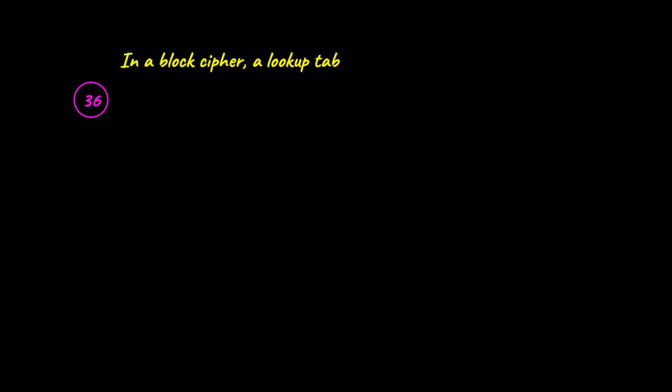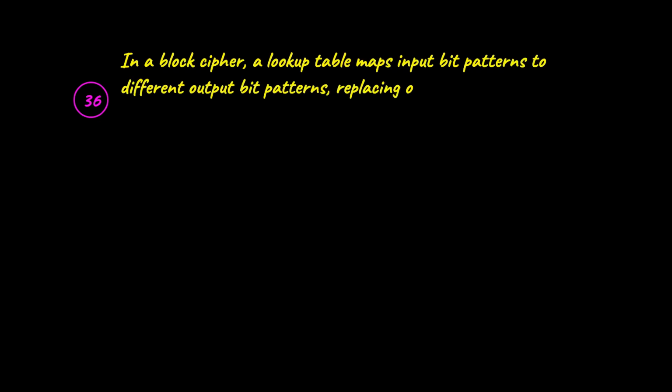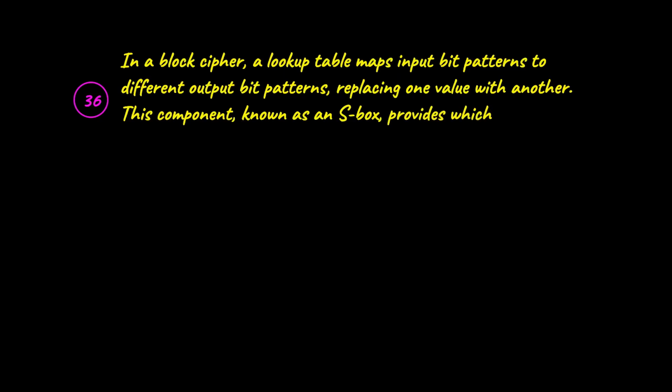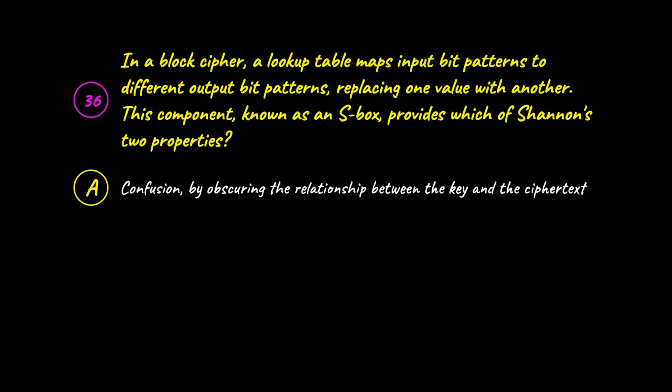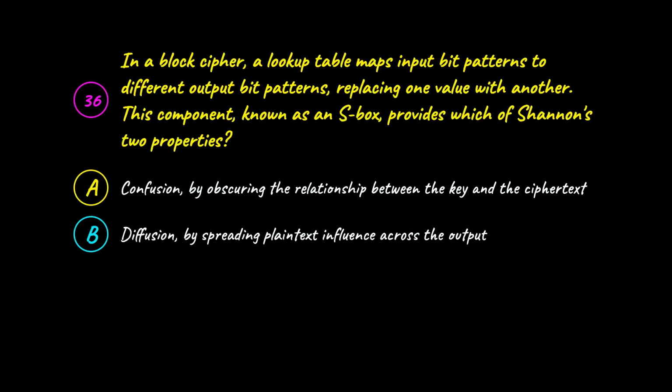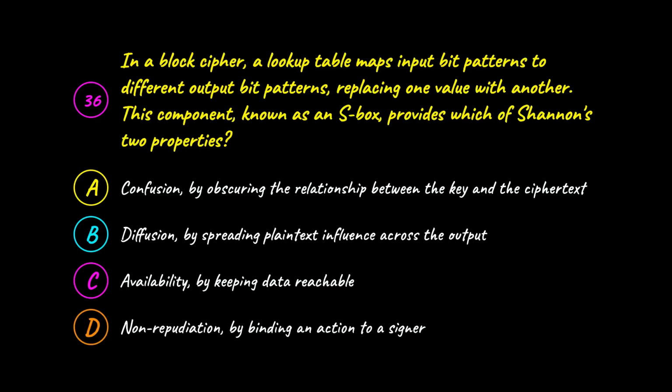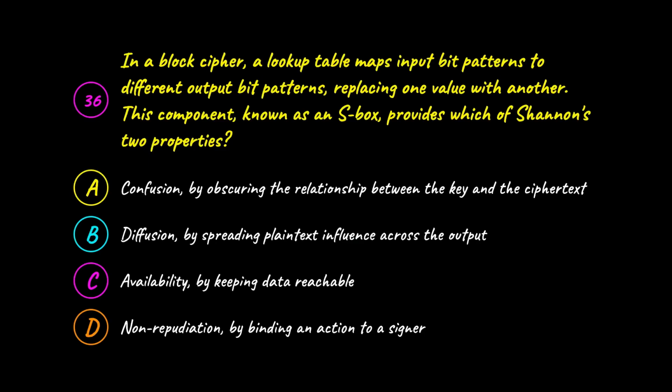Question 36. In a block cipher, a lookup table maps input bit patterns to different output bit patterns, replacing one value with another. This component, known as an S-box, provides which of Shannon's two properties? Your options are: A. Confusion by obscuring the relationship between the key and the ciphertext. B. Diffusion by spreading plaintext influence across the output. C. Availability by keeping data reachable. D. Non-repudiation by binding an action to a signer. What's your answer? Commit to one before I continue.